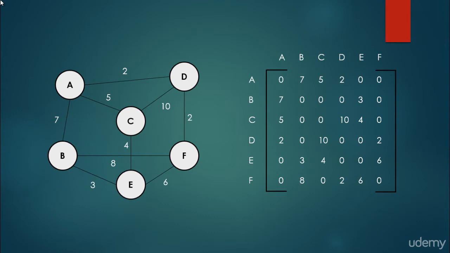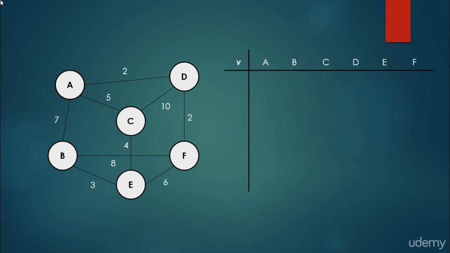Because it is an undirected graph, it means that the edge weight from A to D is equal to the edge weight from D to A. That's why the matrix is going to be symmetric. So the transpose of the matrix is equal to the matrix itself.